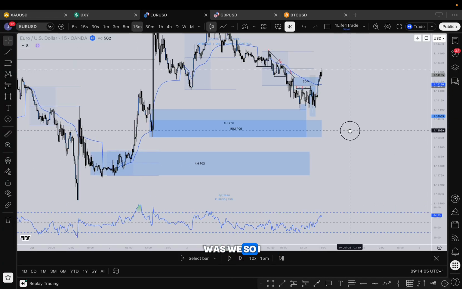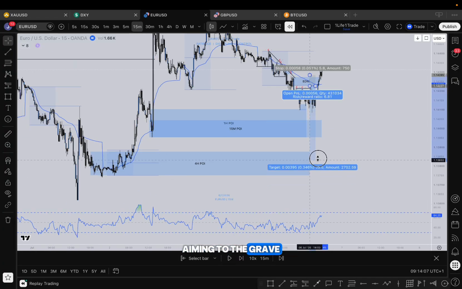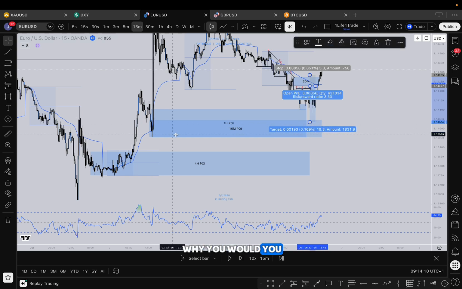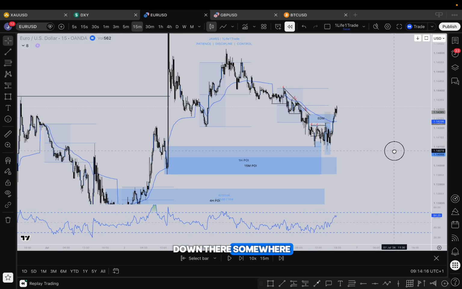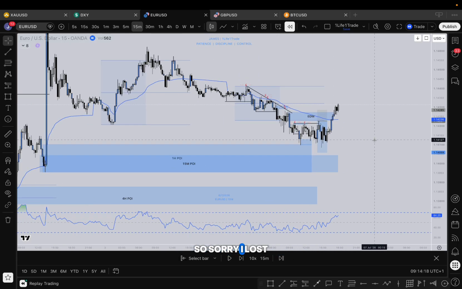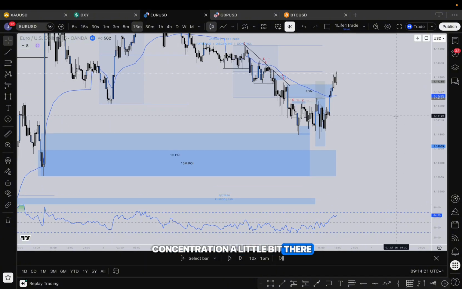Right, so where was we? So I was saying about people aiming to the grave. But this is why you mark out your zones, because you know this is where I wanted it, this is where the reactions can be. So I had that down there somewhere. So, sorry, I lost concentration a little bit there.